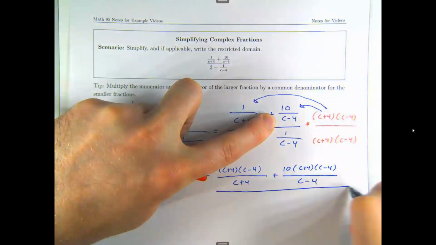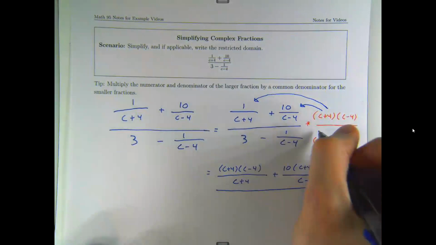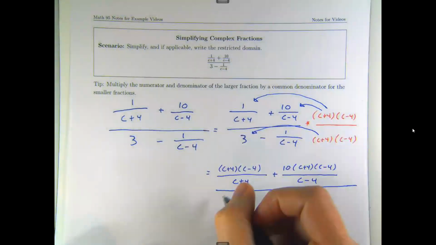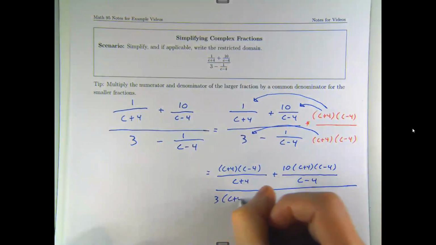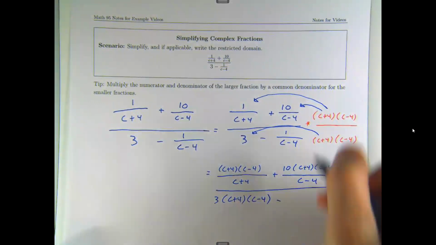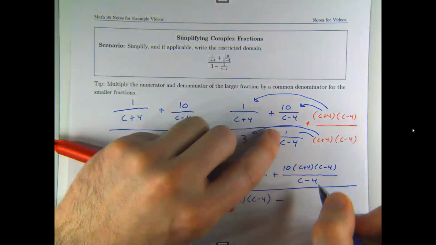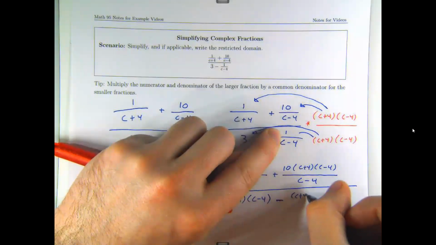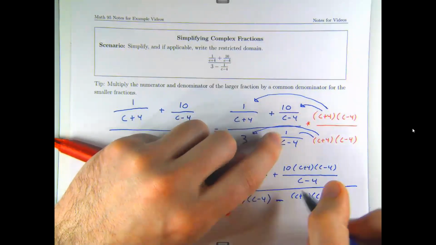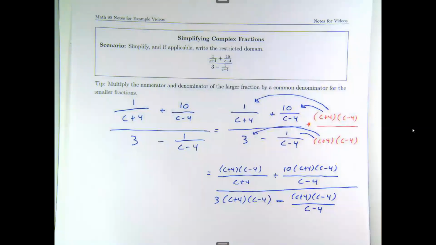And this is a big fraction in that it has more stuff going on in the bottom. I'm going to do the same thing on the bottom. So I'm going to multiply the c plus 4, c minus 4 against the 3. So 3 is getting multiplied by each of these pieces. And I'm going to do the same thing for the second fraction. So minus, and I'm multiplying the top. So I have c plus 4, c minus 4 in that numerator. Denominator stays the same, c minus 4.